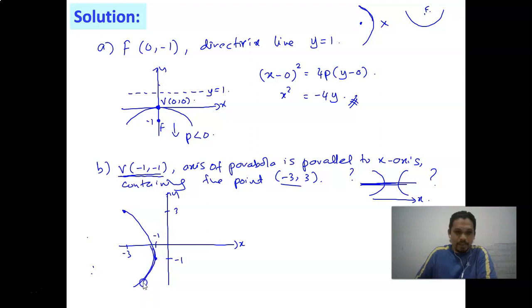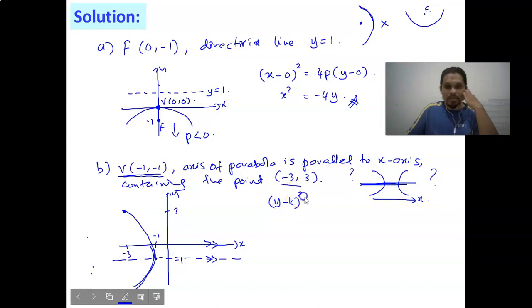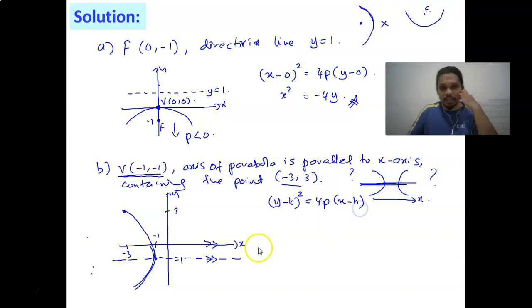Okay, this is the parabola. So now the vertex here is negative 1 and negative 1. This is the symmetrical line of the parabola, and this symmetrical line is parallel to the x-axis. So now we are going to find the equation of this. From this picture we can conclude that (y minus k) squared equals 4p times (x minus h). With the coordinates of the vertex, it is (y minus negative 1), or (y plus 1), squared equals 4p, and then x minus negative 1, which is (x plus 1) here.